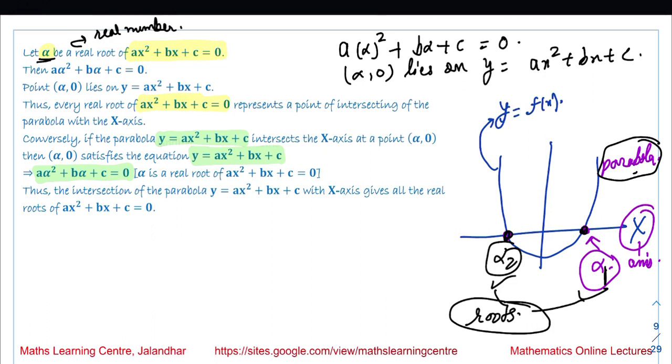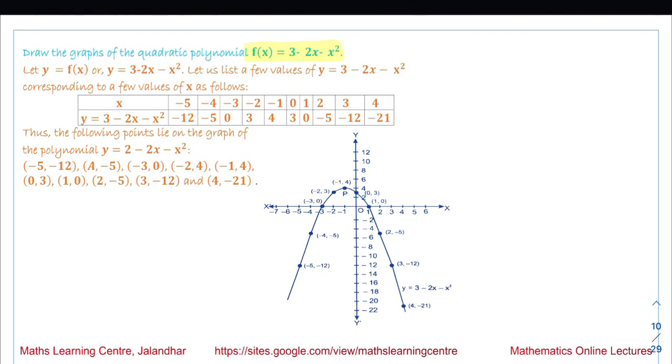Next, this quadratic polynomial is given to us and we have to draw its graph. So it is f of x is equal to 3 minus 2x minus x square. Again we have listed some points. When you substitute 0, you get the value of y as 3. For x is equal to 1, y is 0. For x is equal to 2, y is minus 5. For x is equal to minus 1, y is 4. For x is equal to minus 2, y is 3.